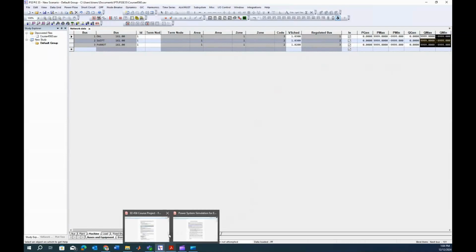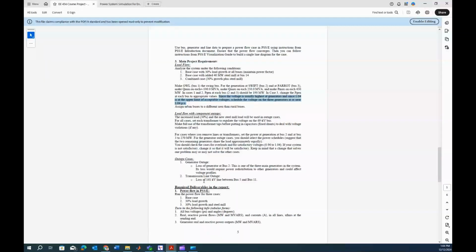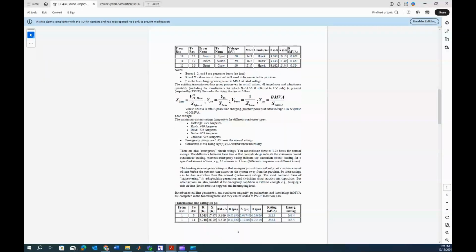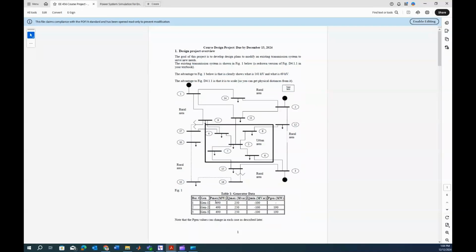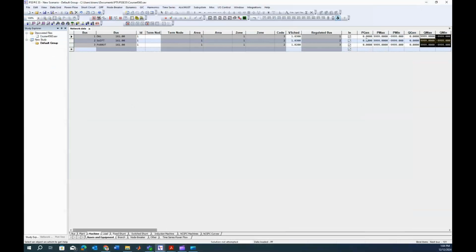Now if you go back and see the information given for all the 3 generators that we have, you can see that the generator's P max is 490 and Q max is 250, Q min is minus 100. The P generation for the slack bus, we don't mention, we don't have to. But for the other 2 generators, the generation is 190 megawatt. So generator 1 you don't mention, but generator 2 is 190 and generator 3 is 190.